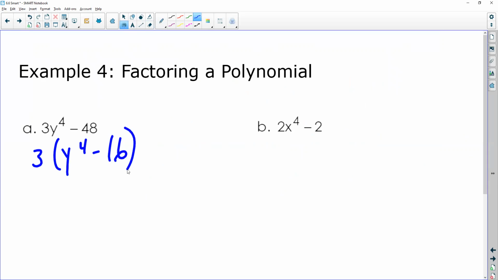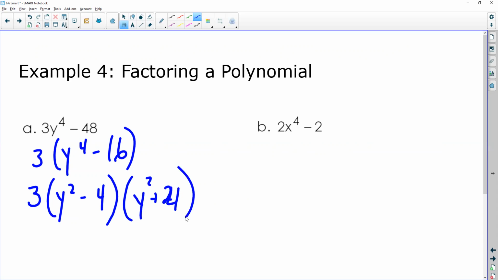Well, now what do you have? I have a difference of squares, because as long as it's an even exponent, it's a perfect square. So it's going to be 3 times y squared minus 4, y squared plus 4. And remember, when we have that double there, we have an extra trick, right?